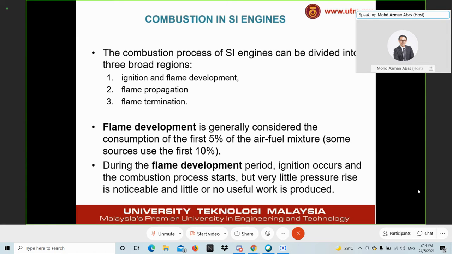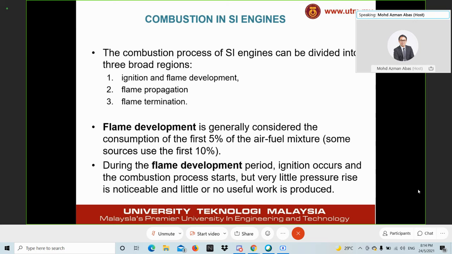The first phase, the earlier one, is what they call ignition and flame development. The second phase is the flame propagation, the middle phase. And the last phase is the flame termination. Now, the words explain themselves.